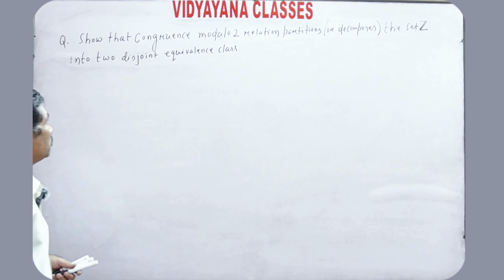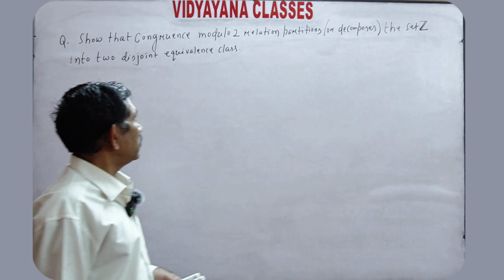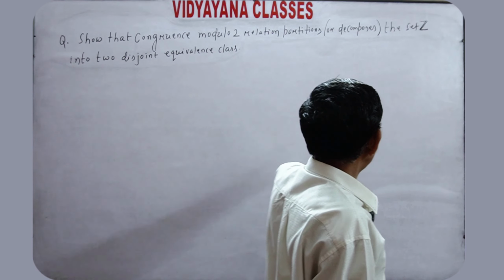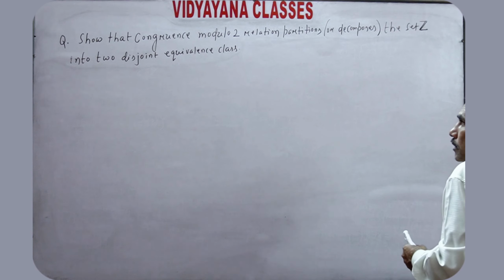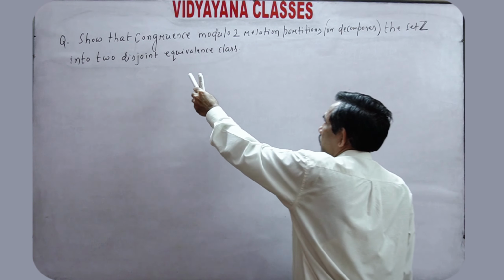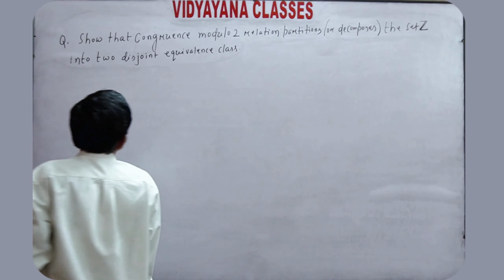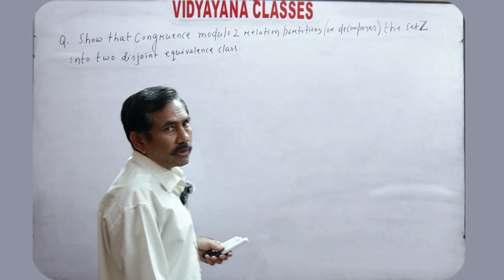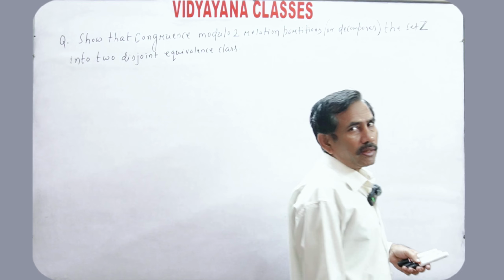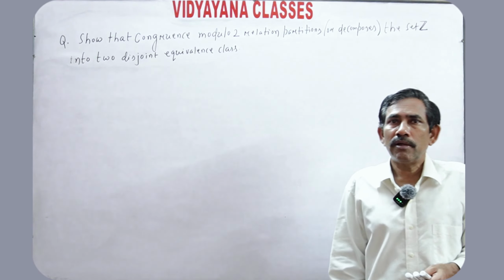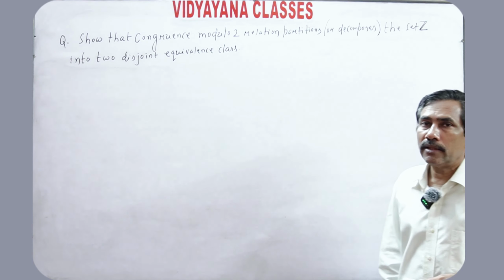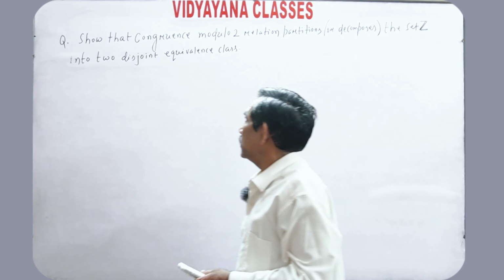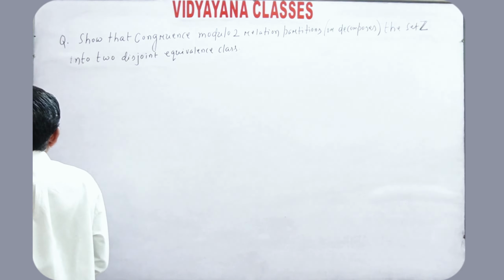The congruence modulo relation partitions or decomposes the set Z into disjoint equivalence classes. In the previous class, we discussed that the congruence modulo relation decomposes or partitions the given set into disjoint equivalence classes. What is an equivalence class?